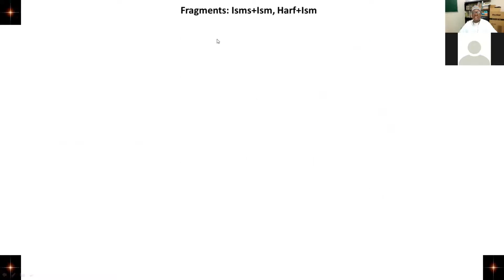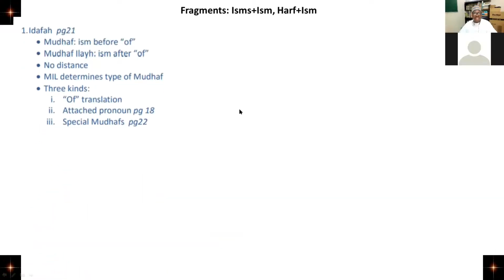And then we discussed also the fragment, looking at the ism. If the ism becomes more than 1, we say it's a fragment. It's less than a sentence, but more than a word. In this particular instance, we had 5 different fragments. Idafa. Every idafa has mudaf and mudaf ilayhi. Mudaf will always come before 'of' in translation. Mudaf ilayhi would always be after 'of' in translation.